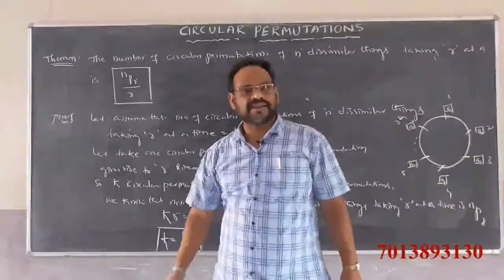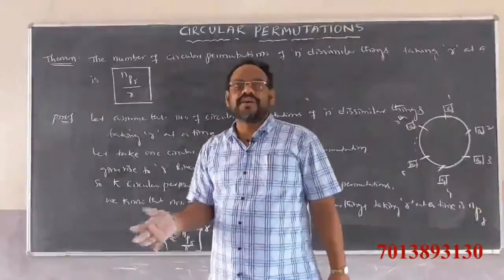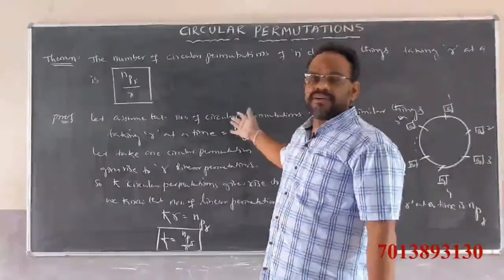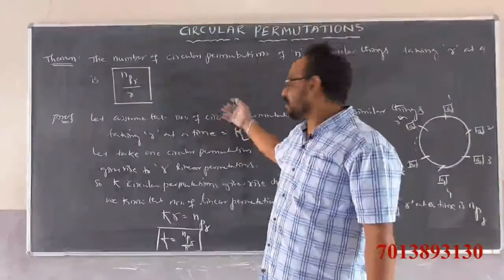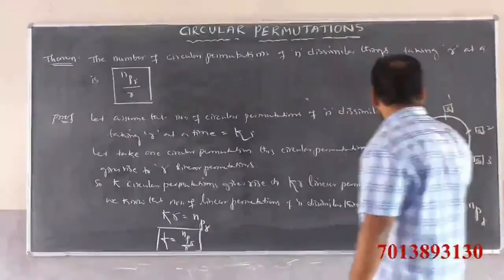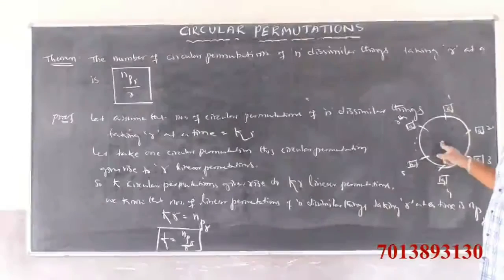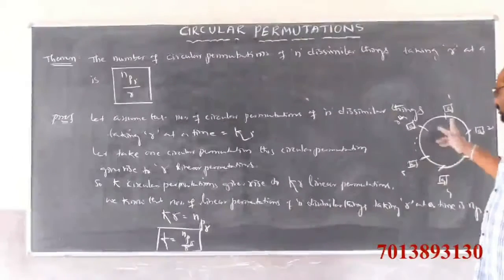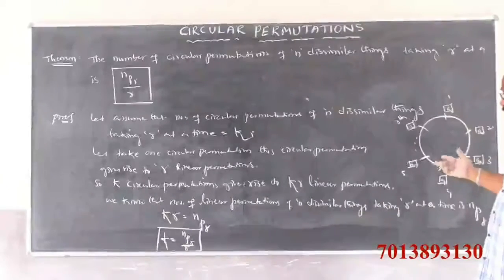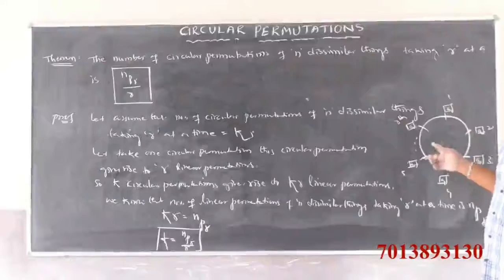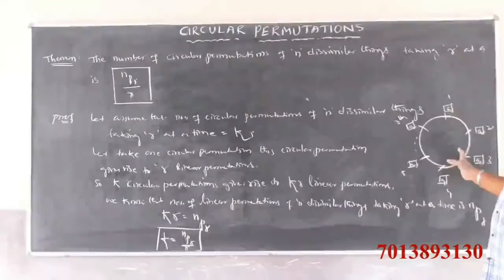To get this proof, let us assume that the number of circular permutations is equal to k. Every circular permutation gives rise to r linear permutations. How many ways to disconnect this circle? We have r blank places, so r ways to disconnect this circle.